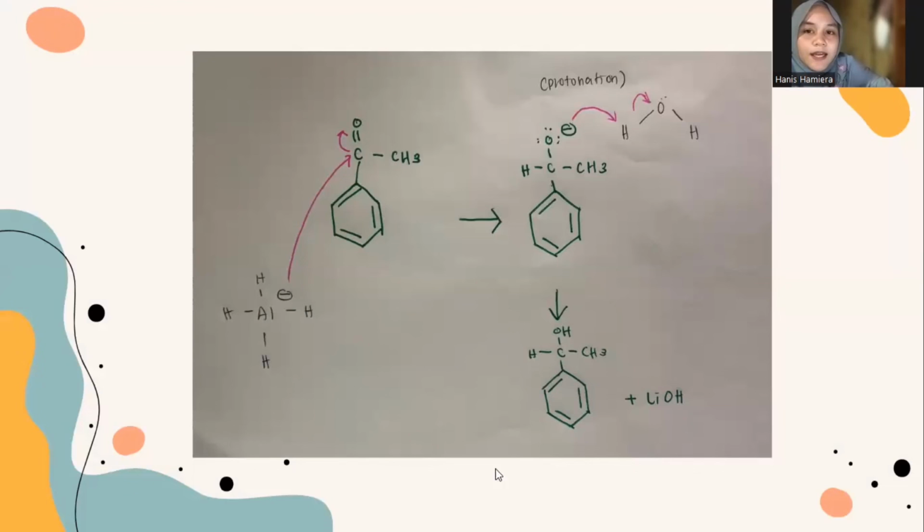AlH3 would actually slow down the reaction, so that's why we need the carrier. So AlH3 will act as the carrier. After the double bond breaks, it will have an extra proton, so it will be protonated. Protonation will occur by the water. So that is the product formed, and also the side product, which is lithium hydroxide. So I think that's all from us. Thank you.